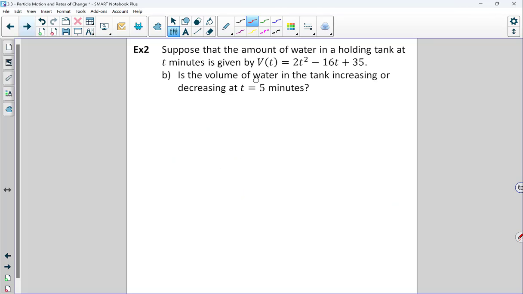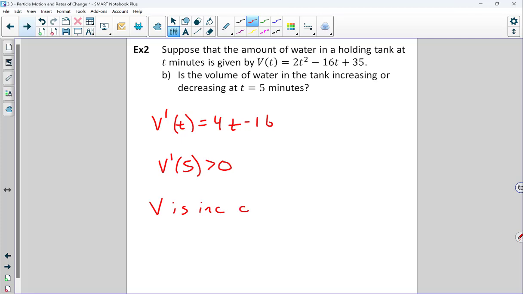Part B, same question, but at t equals 5. V prime is already known to be 4t minus 16. V prime of 5, if I plug in 5, that's going to be 20 minus 16. That's going to be a positive number. So volume is increasing at t equals 5 because V prime of 5 is positive.